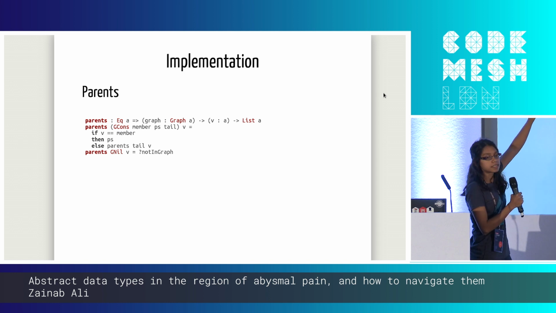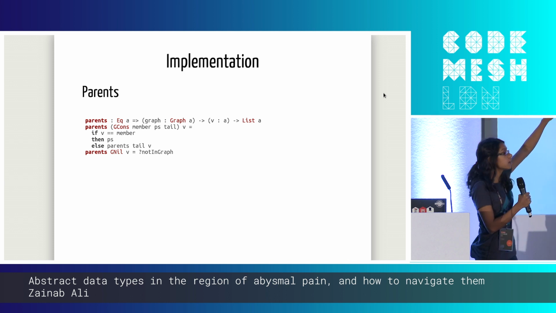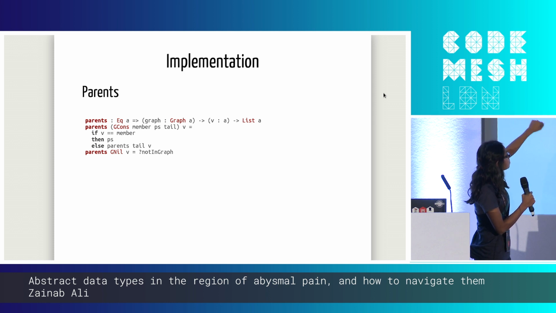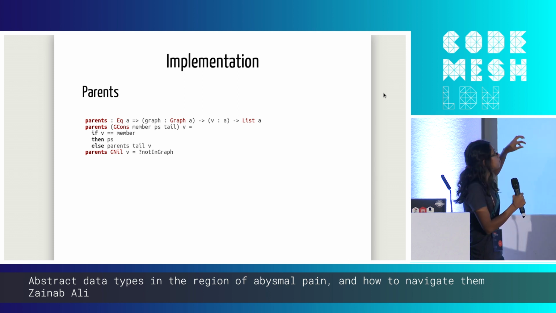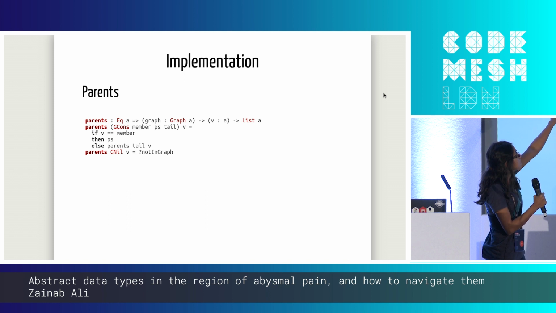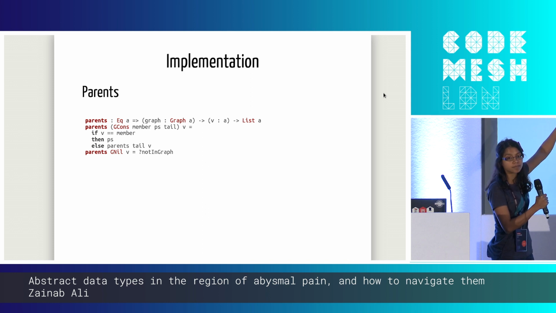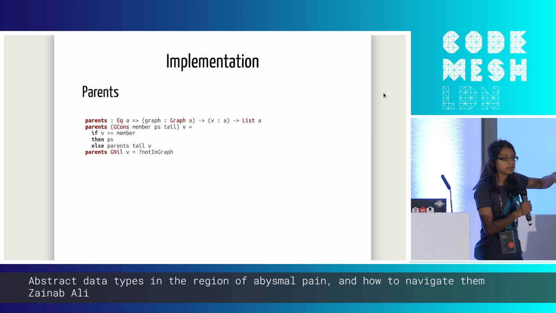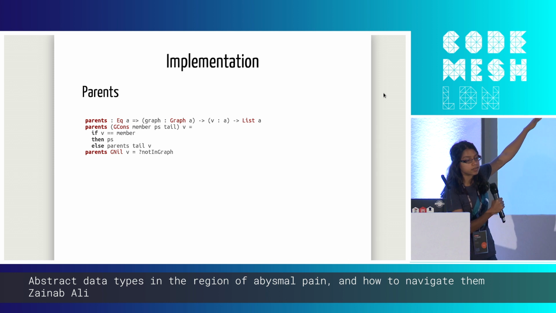In order to write this function, I need to deconstruct this graph. So first I'll pattern match on this graph, and it has two value constructors, cons and nil. In my cons case, I want to check if the vertex that's in my graph matches the vertex that I'm searching for. And if it does, then I found its parents. Its parents are just the parents that are stored there. But if it's not that vertex, I want to look in the rest of the graph. I want to go and look in the tail. So if the vertex doesn't match, I just go and look in the tail.